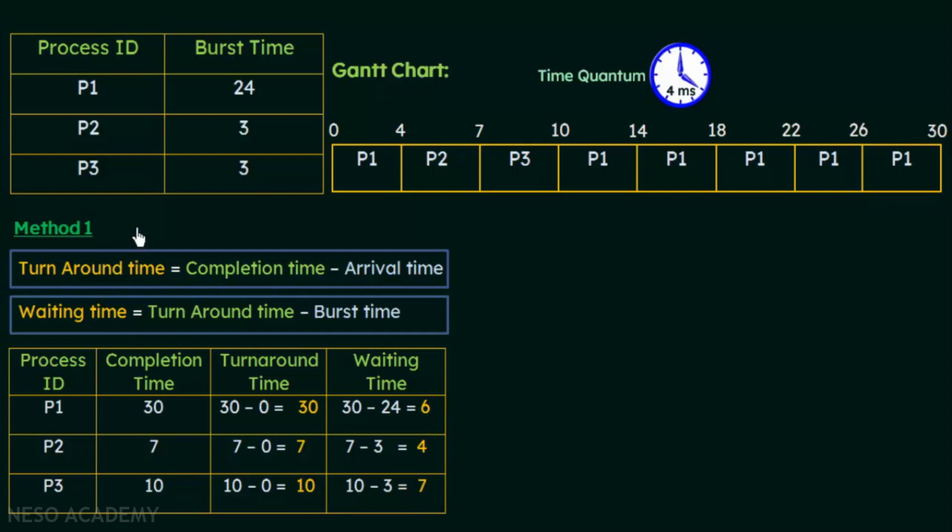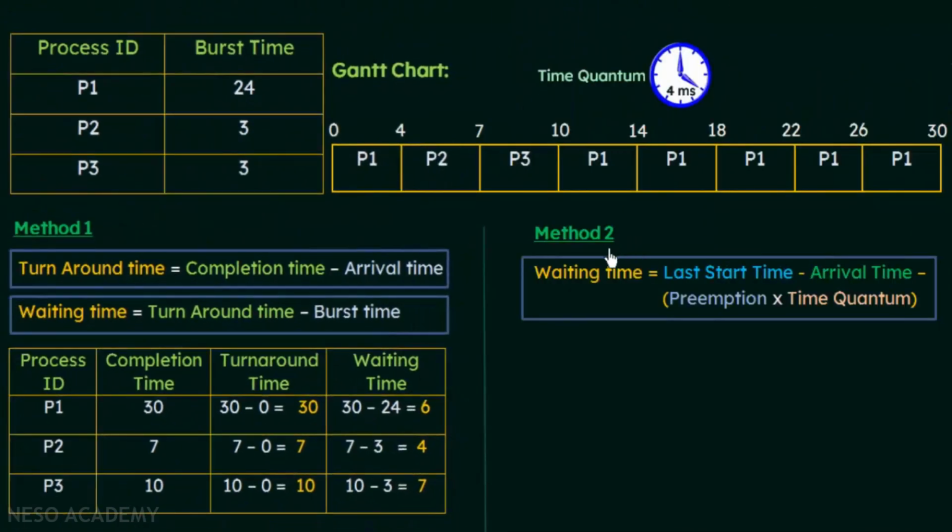So you can use this method when you have to calculate both turnaround times and waiting times. You can calculate turnaround time like this, and once you have calculated turnaround time, you can easily calculate the waiting time. Now we'll go to the second method, and in this method we will calculate only the waiting times. This method will be useful if you have to calculate only the waiting time and you don't have to bother about the turnaround time. Here the formula is: waiting time equals last start time minus arrival time minus preemption into time quantum. This formula may look long, but it is very easy.